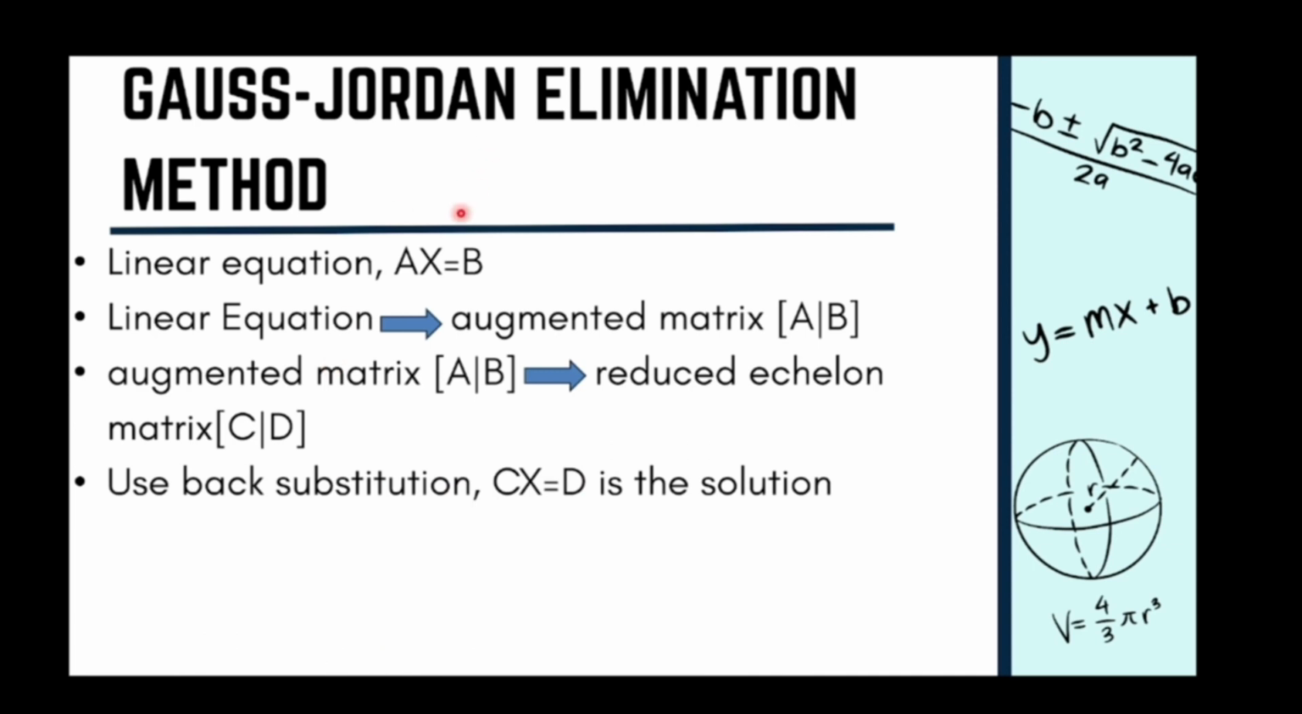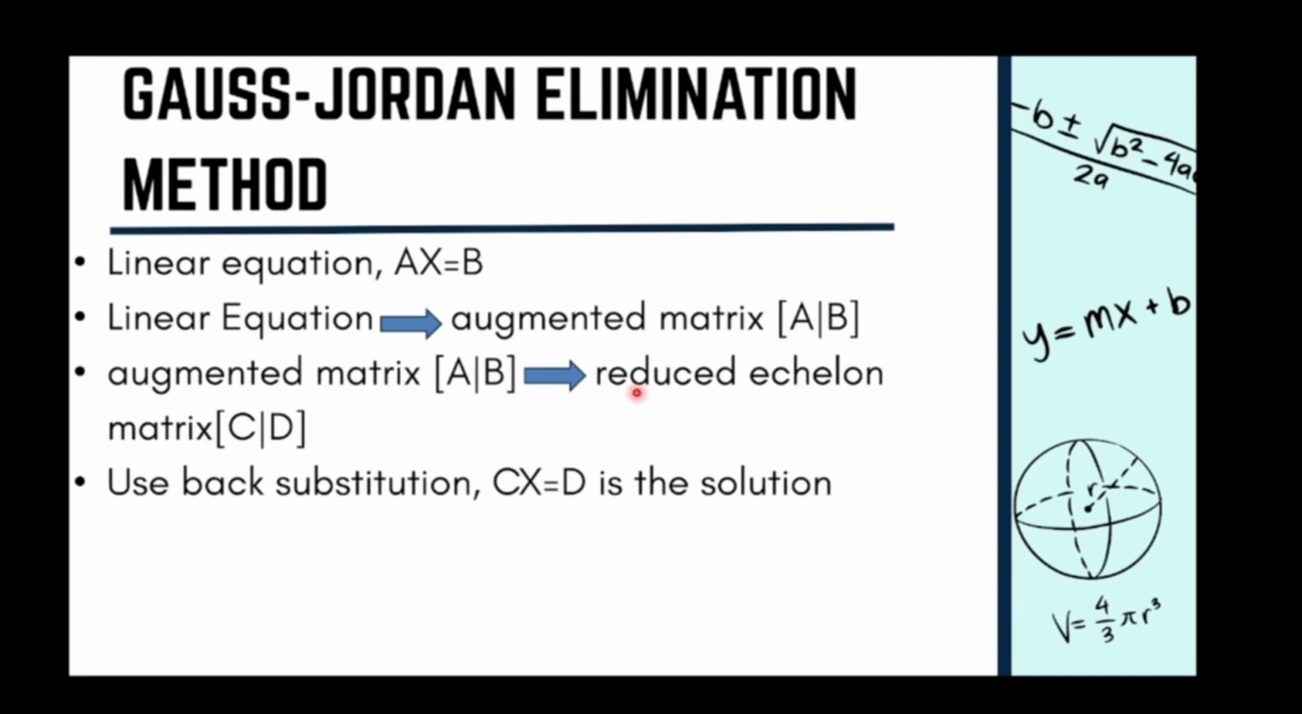Now we are going to look at the second method, which is Gauss-Jordan elimination. The Gauss-Jordan elimination is the same. The question given to you is the linear equation AX equal to B, and we need to change the linear equation into the augmented matrix, and from the augmented matrix we need to change to the reduced echelon matrix.